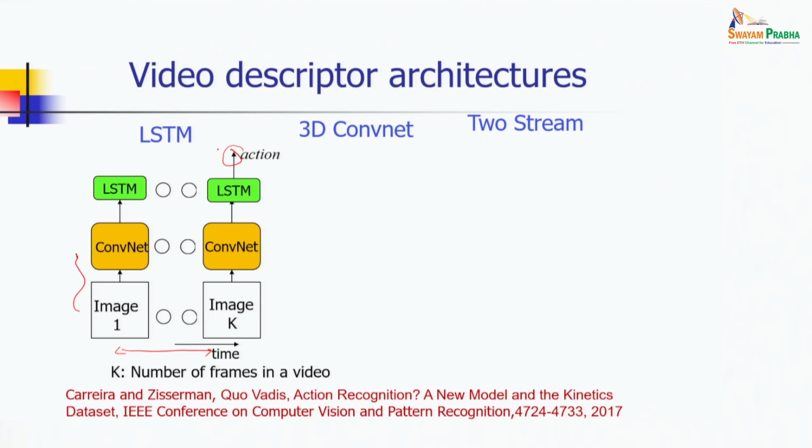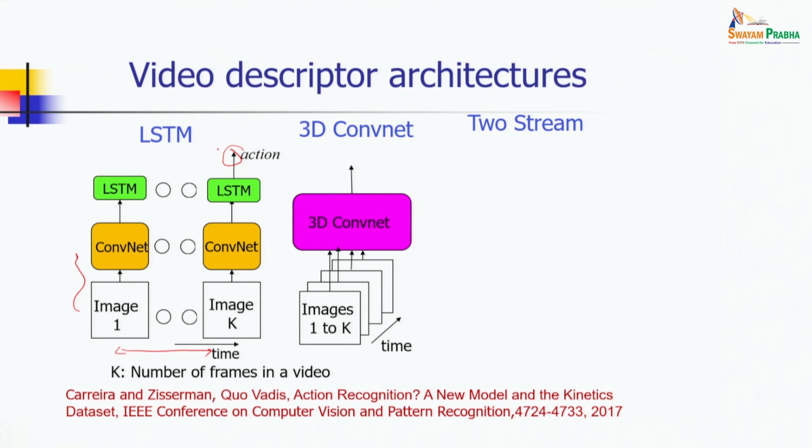So K is the number of frames in a video, whereas for the three-dimensional convolution, you can simply use 3D convolution as I mentioned. Again, similar to the C3D model I discussed, you can use that corresponding descriptor, and for action, you can then classify it as an action.